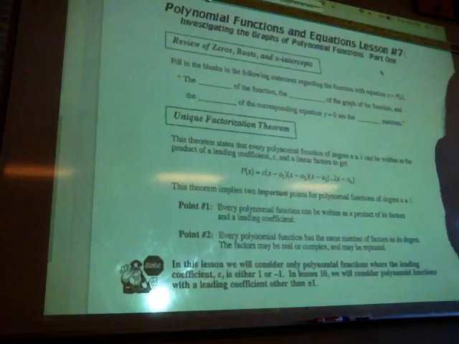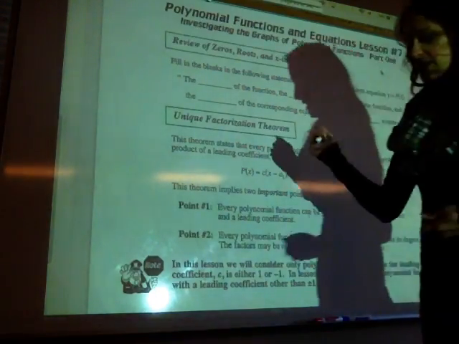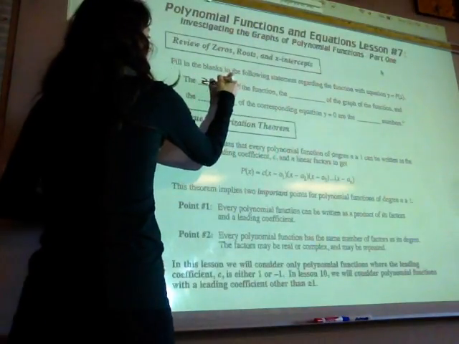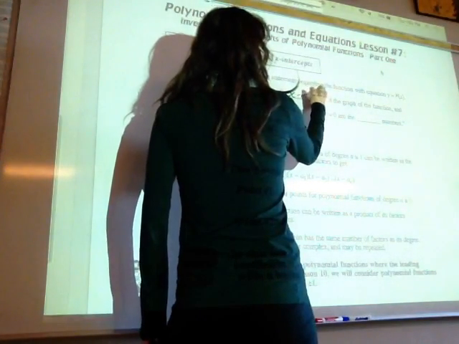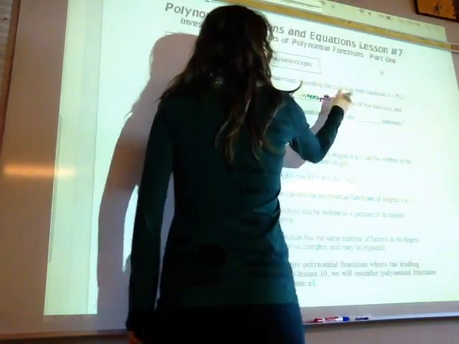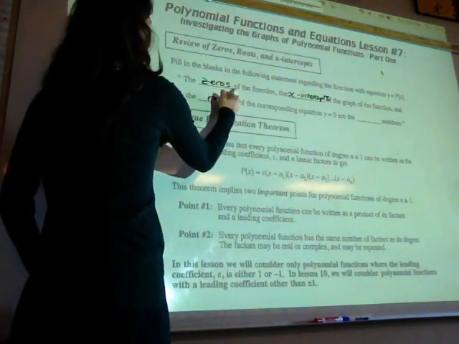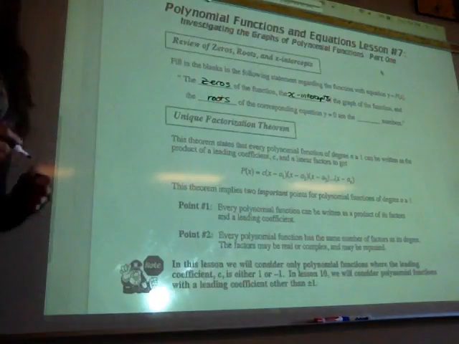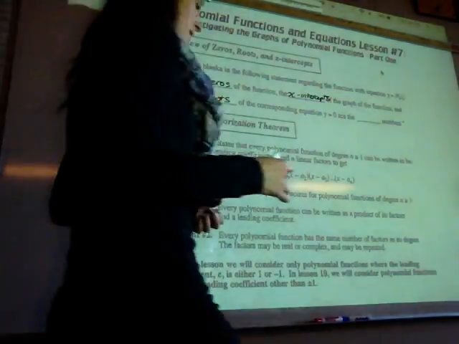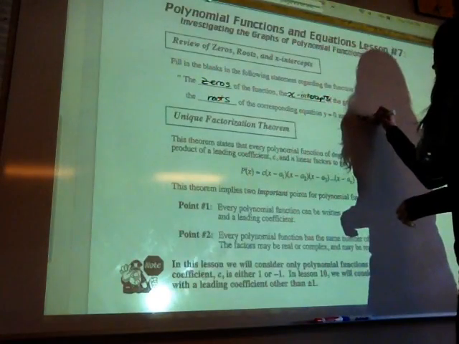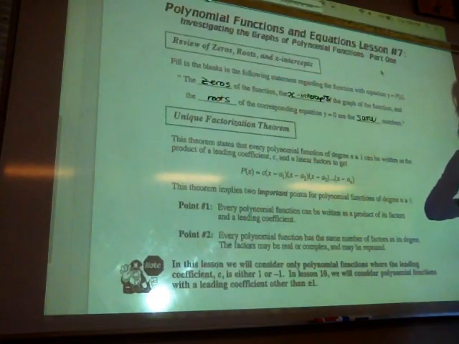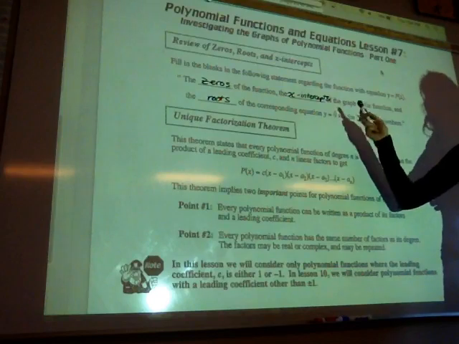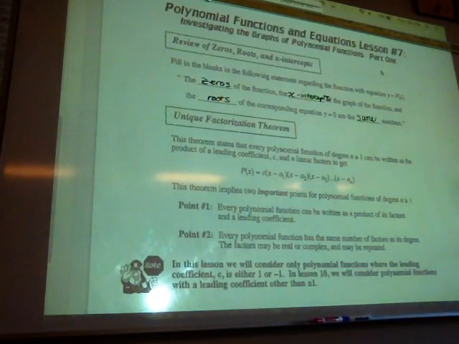Good. Okay, so just filling it in here, we have the zeros of the function, the x-intercepts of the graph, and the roots of the corresponding equation, y equals 0, are all the same numbers. In lessons 7 and 8, which we're doing today, we're going to be looking at polynomial functions and how they look and what these x-intercepts, zeros, and roots represent as factors.